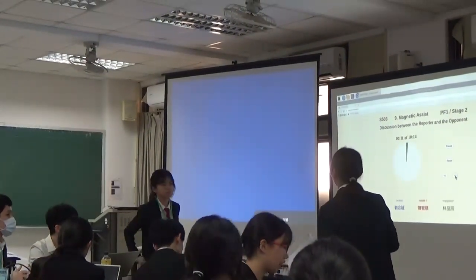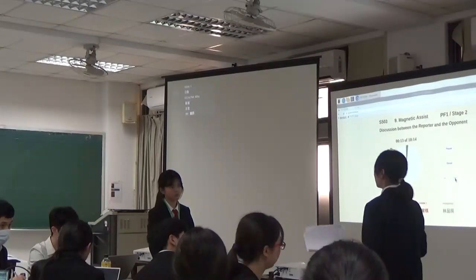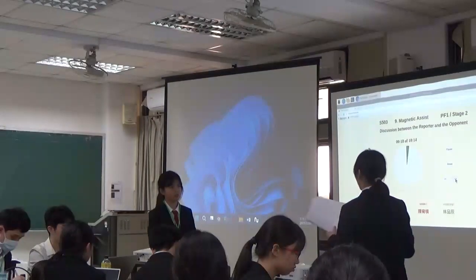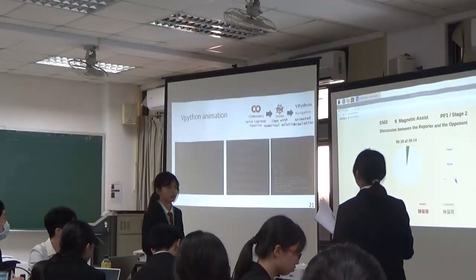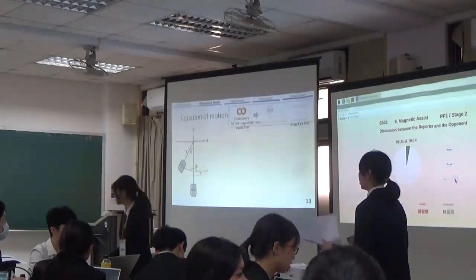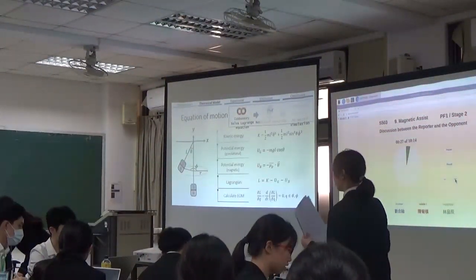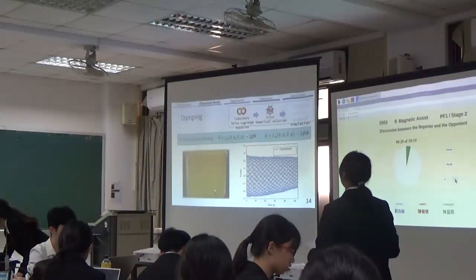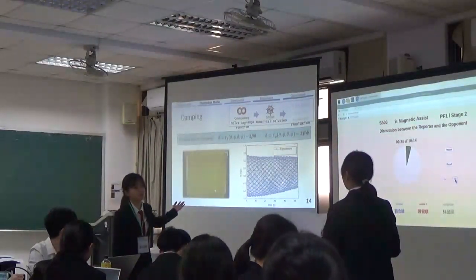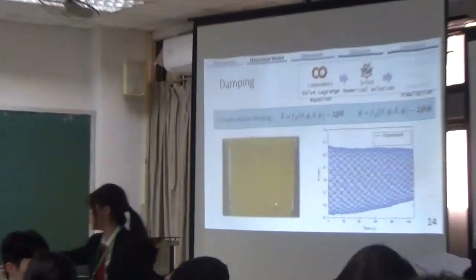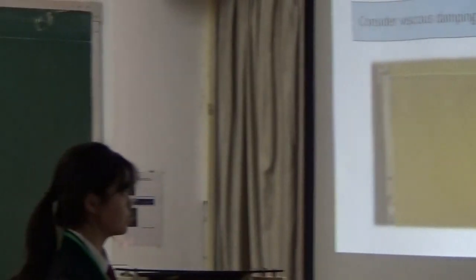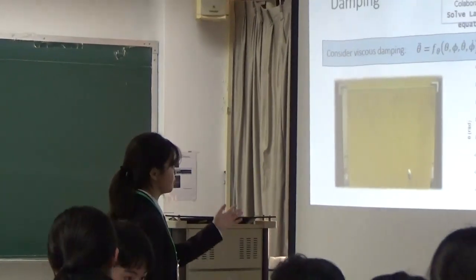So the first question is, how do you conduct the experiment? Can you define how you conducted the experiment? Do you have an observation video? Yes, we do actually. Or some pictures about it? Okay. This is the picture of the actual setup. You just put the magnets on the bottom of the pendulum. This is the observation video. This is the observation for damping.